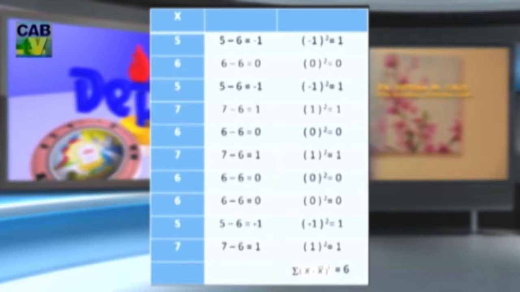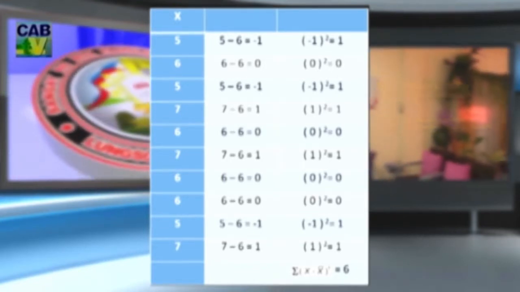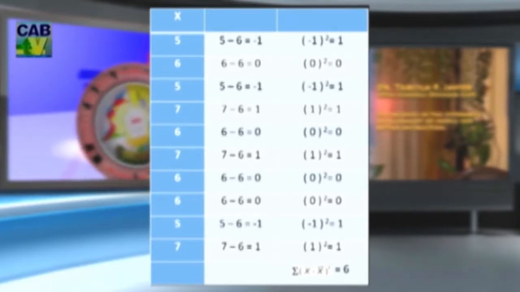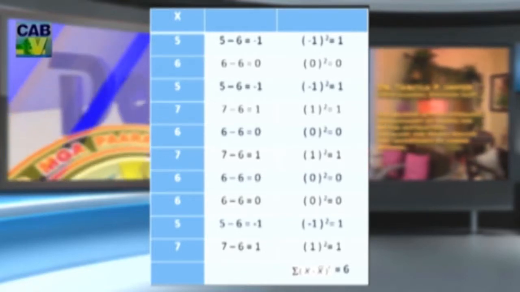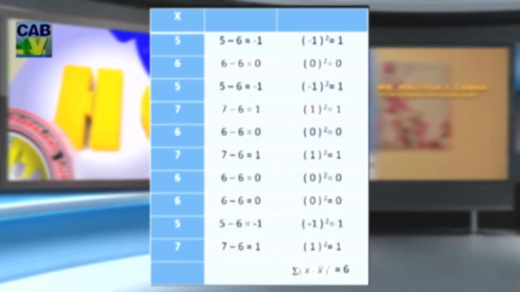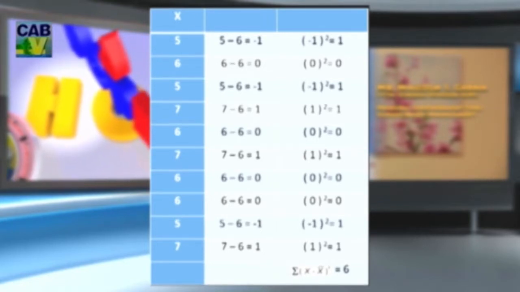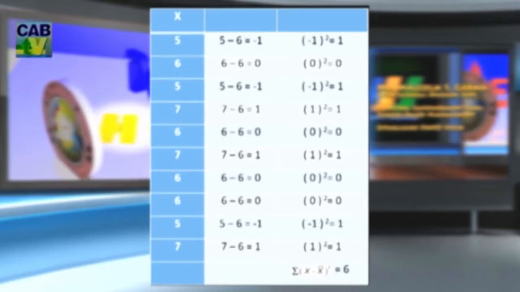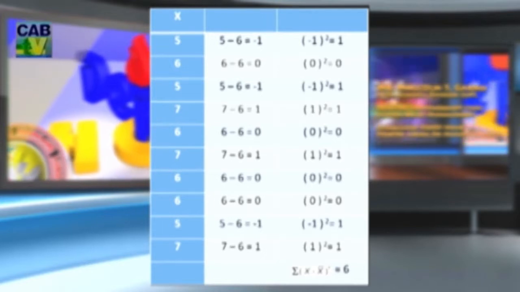The third column is the square of the difference of the mean and the scores. So we have negative 1 squared is 1, 0 squared is 0, negative 1 squared is 1, 1 squared is 1, 0 squared is 0, 1 squared is 1, 0 squared is 0, 0 squared again is 0, negative 1 squared is 1, and 1 squared equals 1.